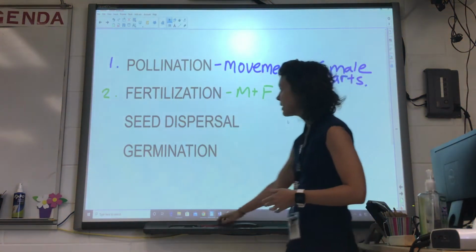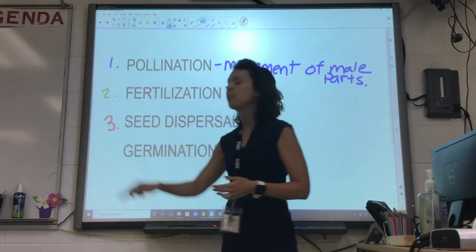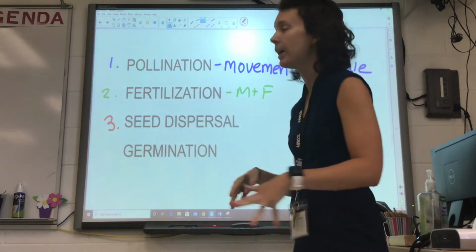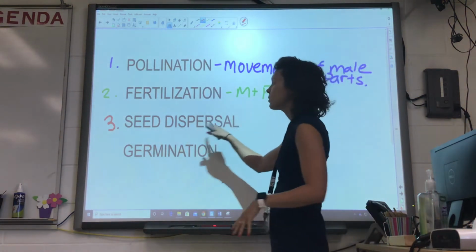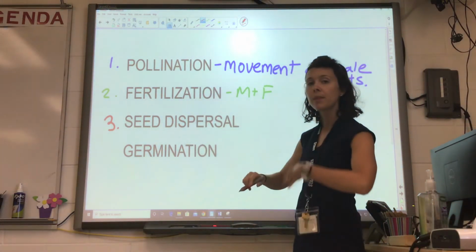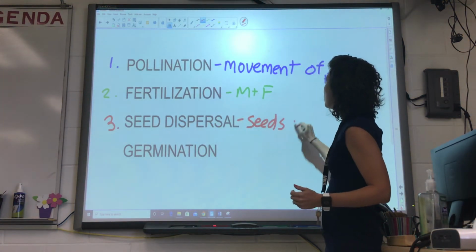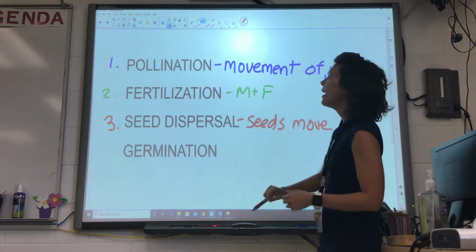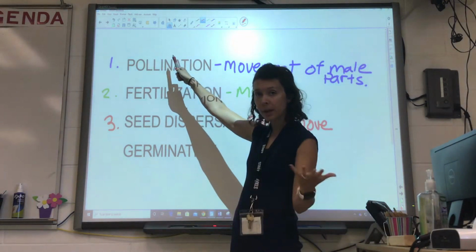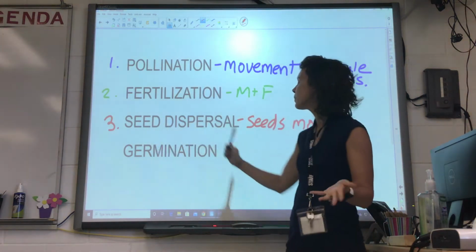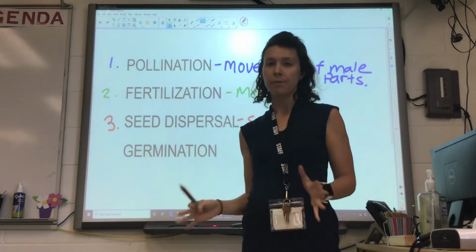Next up, we have seed dispersal. That one's pretty easy. This is when those seeds move around, okay? So seed dispersal, this is when they disperse, right? This is when they move. So seeds move. Now, pollination is also movement, right? But this is movement of those male parts. The seed dispersal, this is when the seeds are leaving, okay?